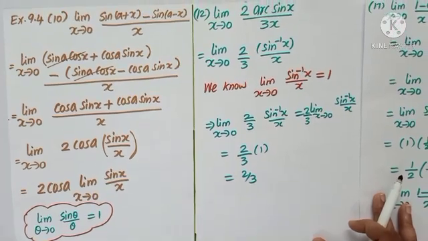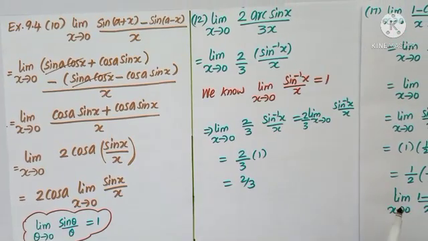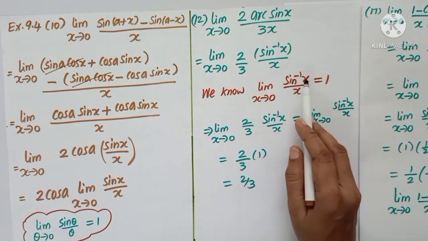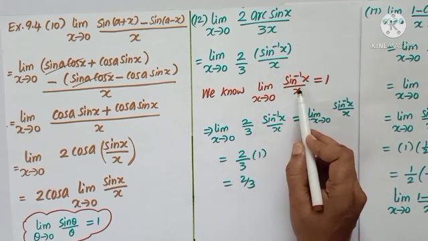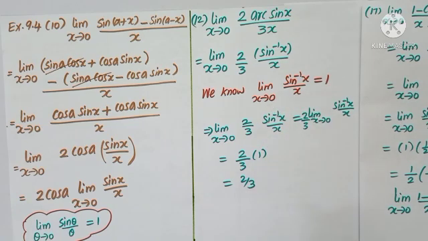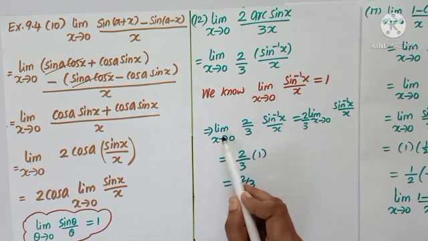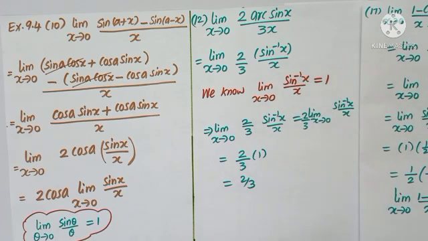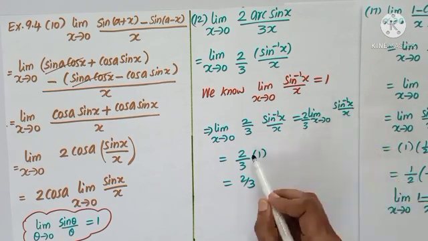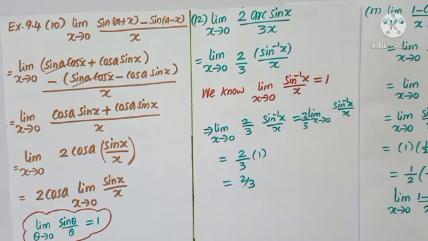Question number 12. Limit x tends to 0, 2 arc sin x by 3x. In the limit formula, we have sin theta by theta reducing to 1 as theta tends to 0. Similarly, sin inverse of x, which is nothing but arc sin x, divided by x also becomes 1 as x tends to 0. So taking 2 by 3 out of the limit, I just put the limit for sin inverse x by x. As x tends to 0, it reduces to 1. So the answer is 2 by 3.